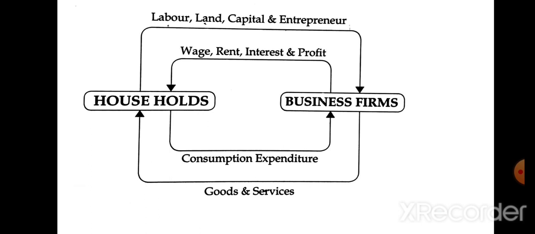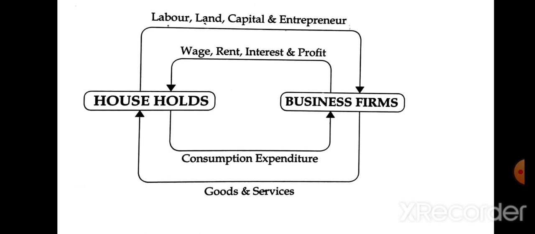In the upper part, household supplies the factors of production, that is land, labor, capital, entrepreneur to business firm. In return, business firms give wages, rent, interest and profit. The wage, rent, interest, profit are income of household but expenditure of business firm. Hence, we can say expenditure of one player and income of another player is equal. The calculation of national income by compiling income of household is called income method.